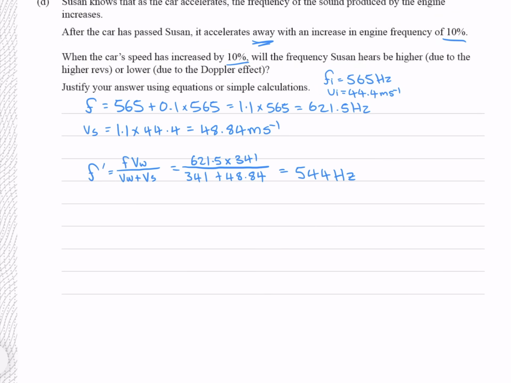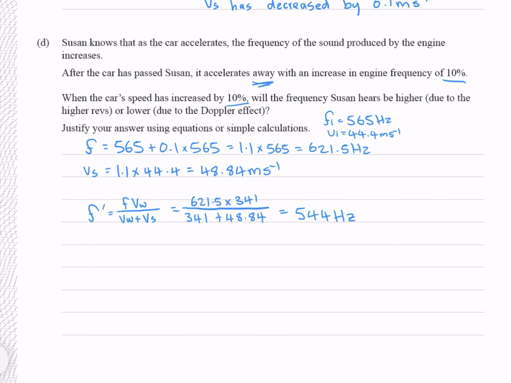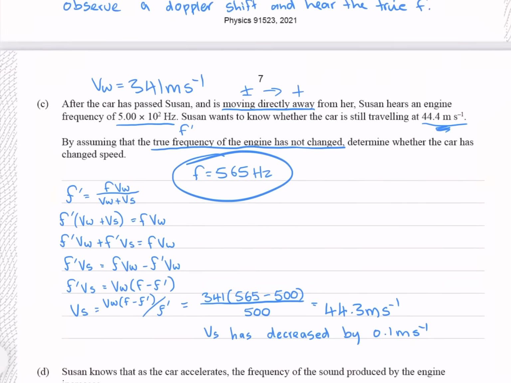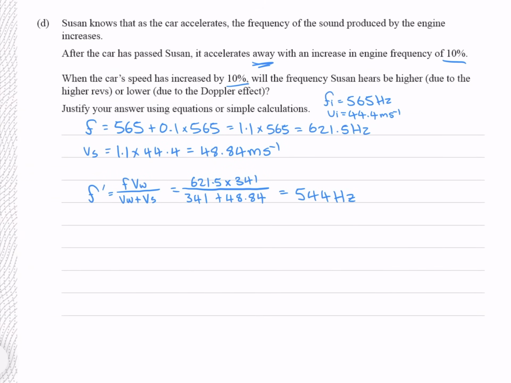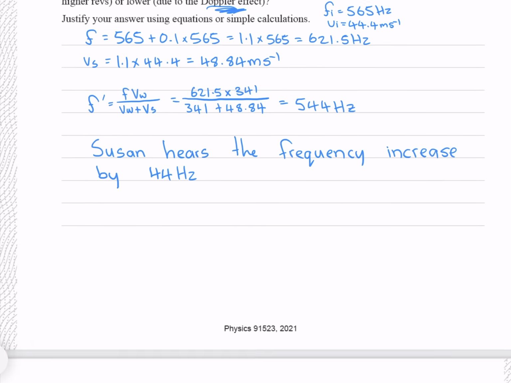So let's look at this in context. Before, as the car was moving away, Susan was hearing a frequency of 500 Hz. The question here is asking us that with the engine frequency increasing by 10%, but there also being an increased Doppler effect because there's a higher velocity, will the resulting frequency that Susan hears be more or less than 500 Hz? Performing our calculations, we've found it to be 544 Hz, which is an increase of 44 Hz over what Susan was previously hearing. And we're done.